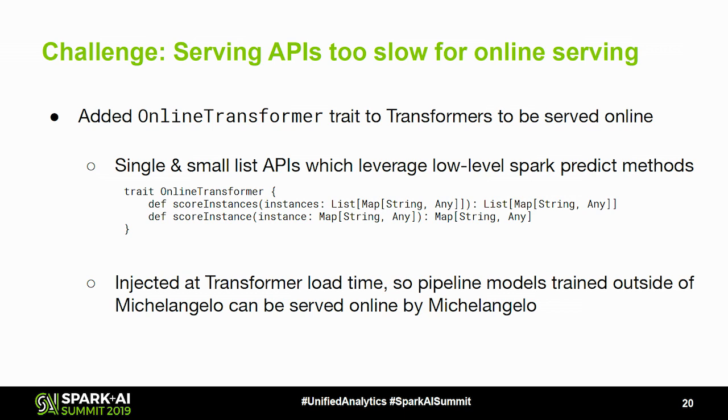So you've trained a Spark pipeline. If that pipeline consists only of transformers that we support for online serving, then at load time, we sort of, in some sense, inject these and you can serve it online. So this allows people to train outside of Michelangelo, but still have Michelangelo do their online serving.